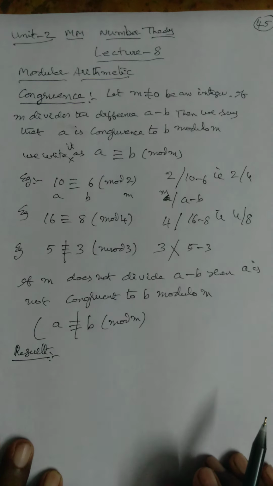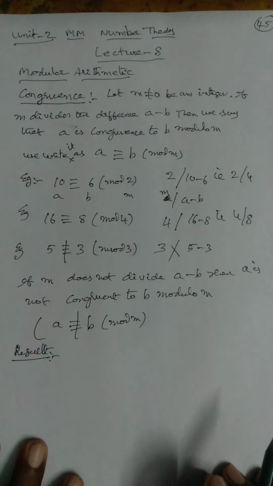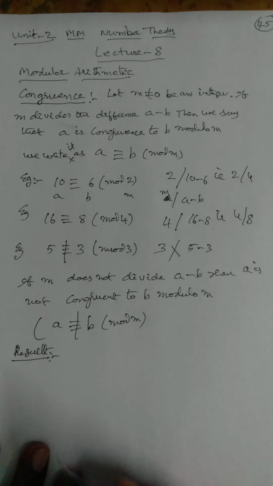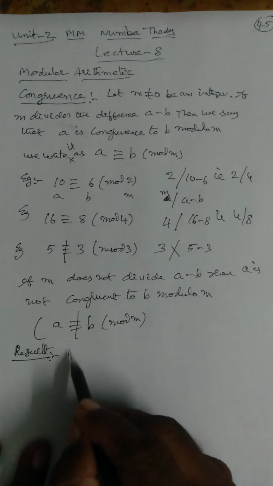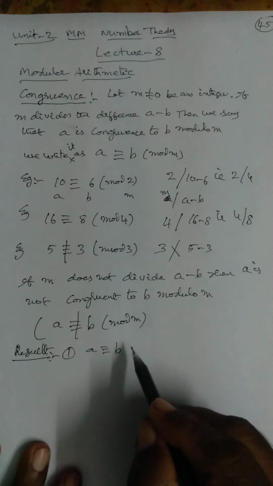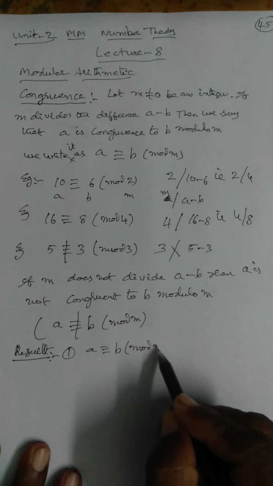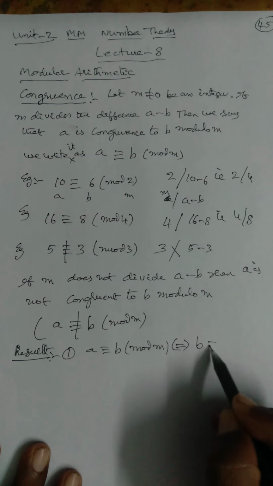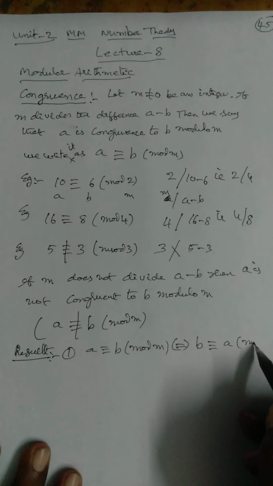Result. Each result is nothing but a theorem, but proofs of theorems are not in our syllabus. So we have to know results only. Result 1: a is congruent to b mod m if and only if b is congruent to a mod m.